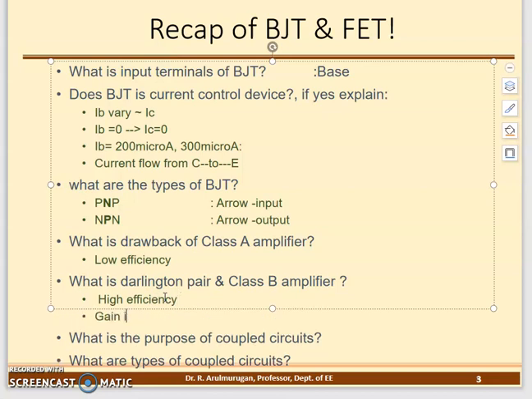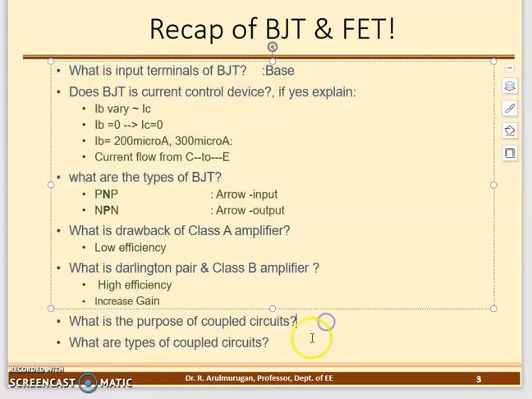Then the gain. To increase the gain, you can go for the Darlington pair, or you can go ahead with the Class A amplifier.